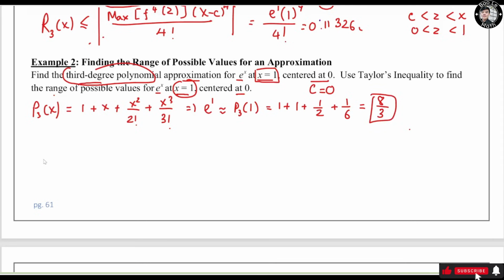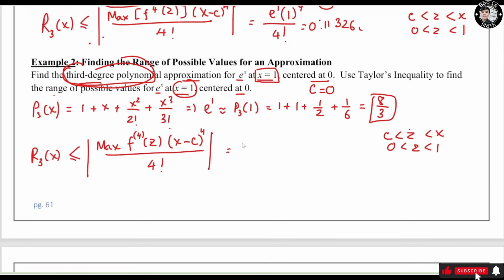Now, since this one is a third degree polynomial, we're going to use R sub 3 of s always less than or equal to the absolute value of the maximum. So we're going to simplify this one. Now we're going to exponentiate all three sides, so we have e to the 0, e to the z, e to the first. This is the maximum. So it could be e times s minus c, which means 1 minus 0 is going to be 1, to the power 4 over 4 factorial, which is 24. So it turned out to be e over 24.